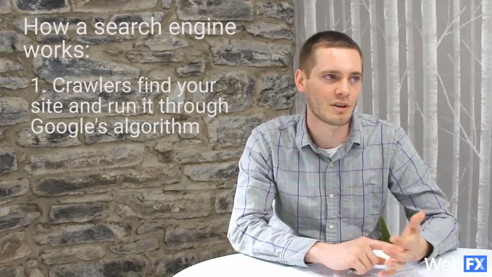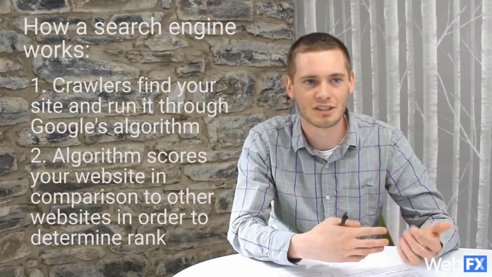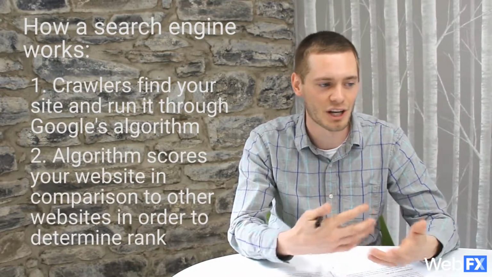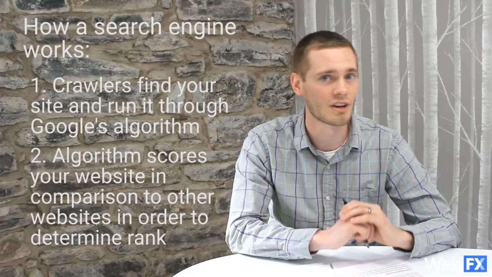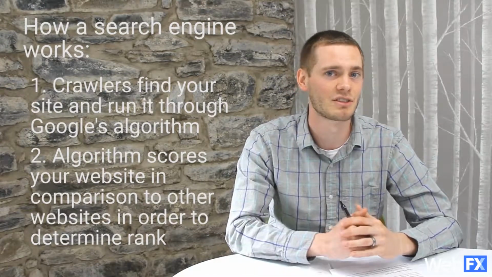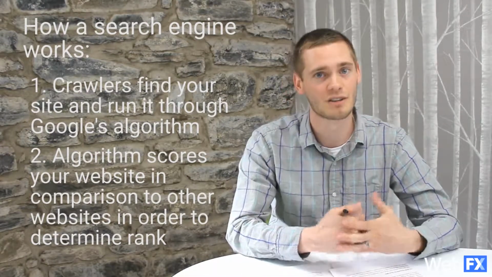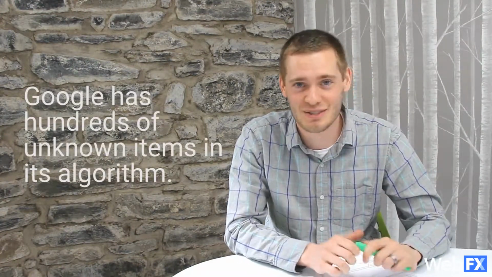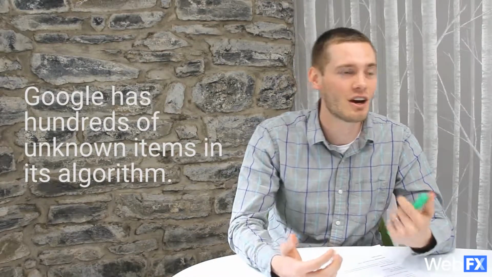Now that algorithm spits out basically a score or a grade that, in comparison to all the other websites, determines where it should rank on a search result. The Google algorithm contains hundreds of different items that we don't really know for sure. We do have a good hunch that there's at least 200 different factors involved in ranking a site. However, I've heard as much as 500. There's a lot of different arguments and lists out there.